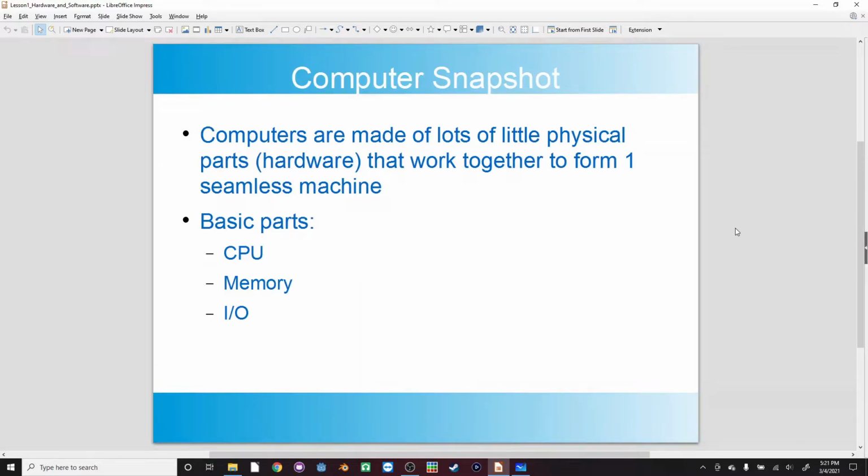All right, today we're just going to look at computer hardware and software. Even though a lot of people want to look at programming, you need to know how the computer is built physically and then runs on software. Computers are made up of a lot of different physical parts called hardware that work together to form one seamless machine. If you were to crack open your computer, you'd probably find tons of little pieces in there.